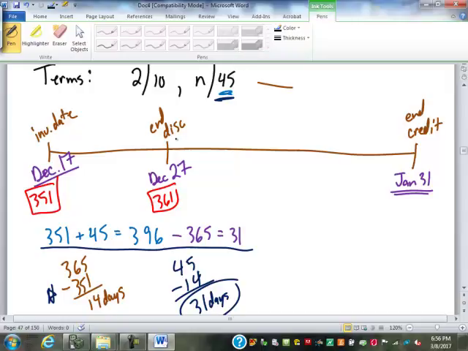Any questions on finding those dates? Okay.